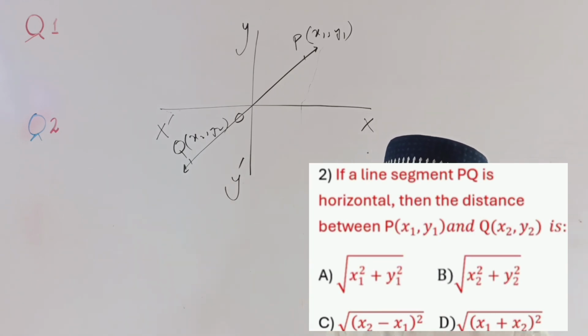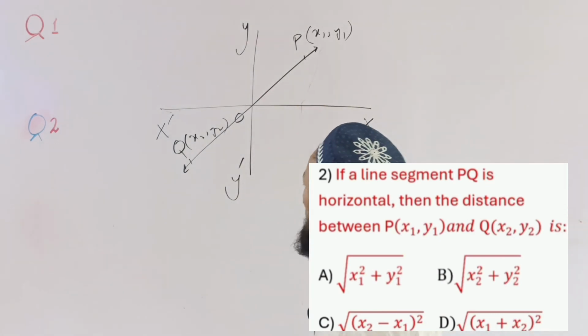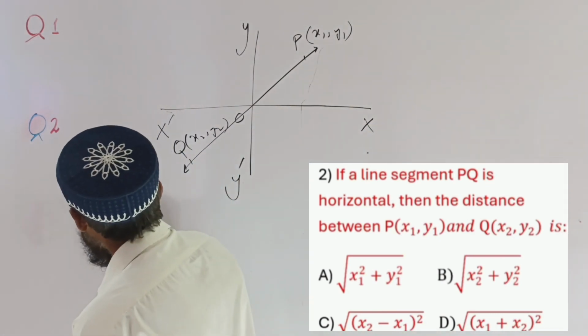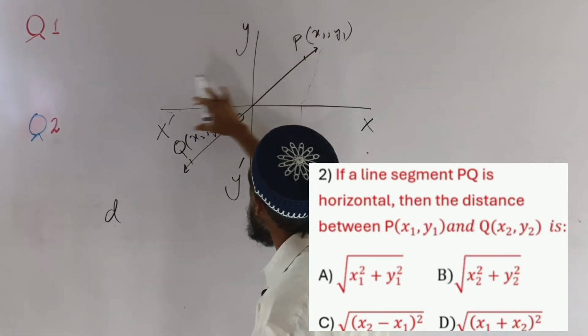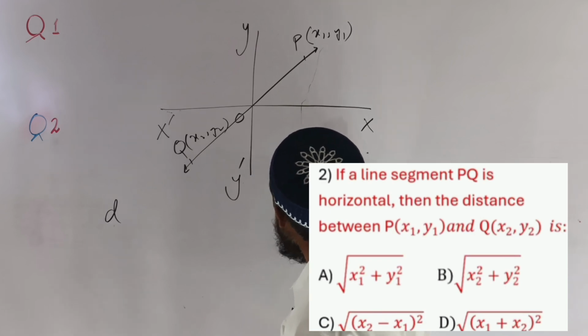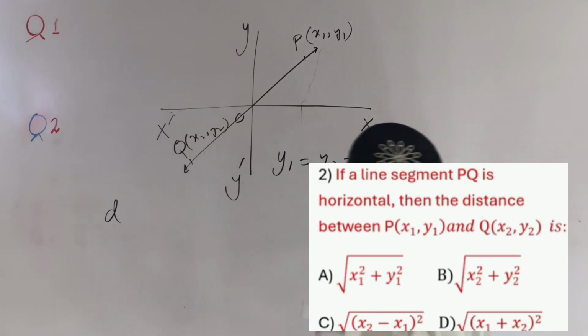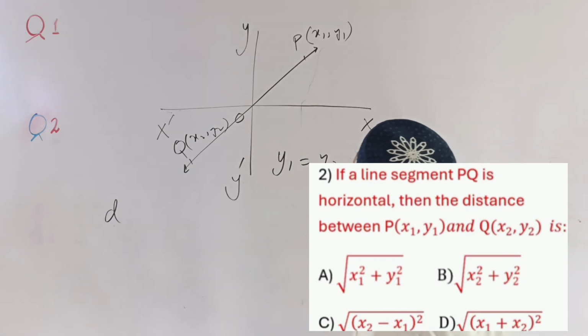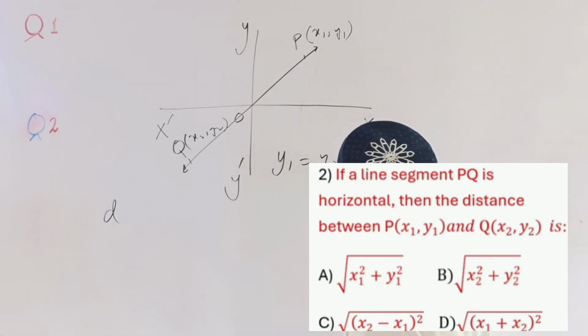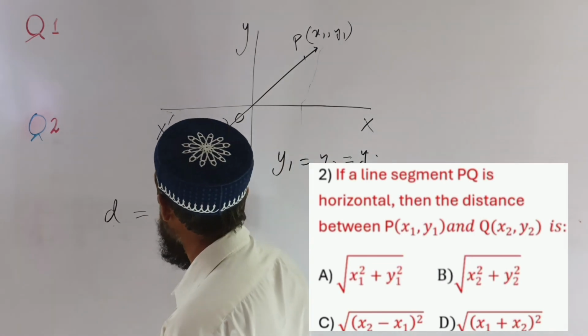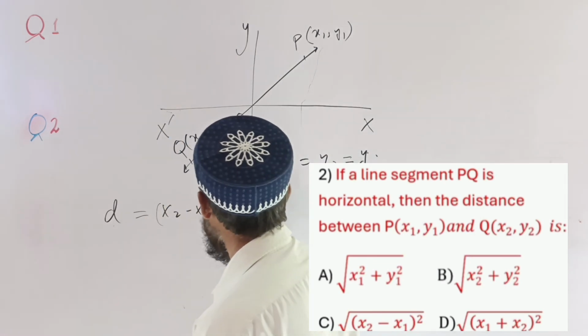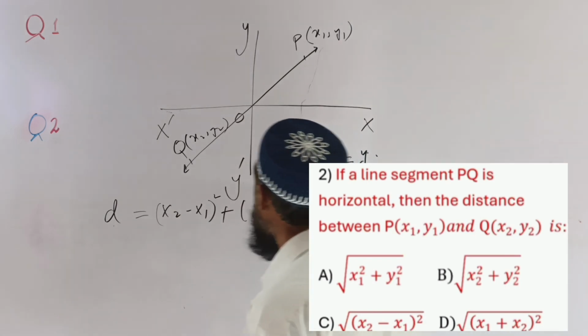So what is the result? What is the distance between these two points? If we are finding the distance between two points, and they are horizontal, it means that y1 and y2 will be equal, both are equal in this case. So we give the name y. The distance formula we use is the square root of x2 minus x1 whole square plus y2 minus y1 whole square.